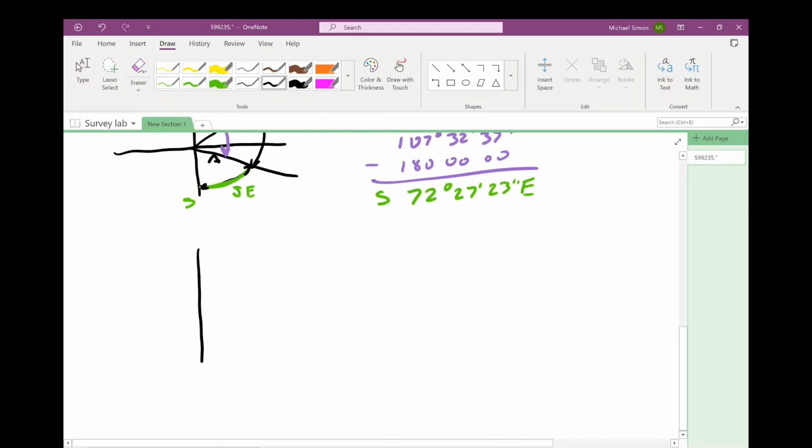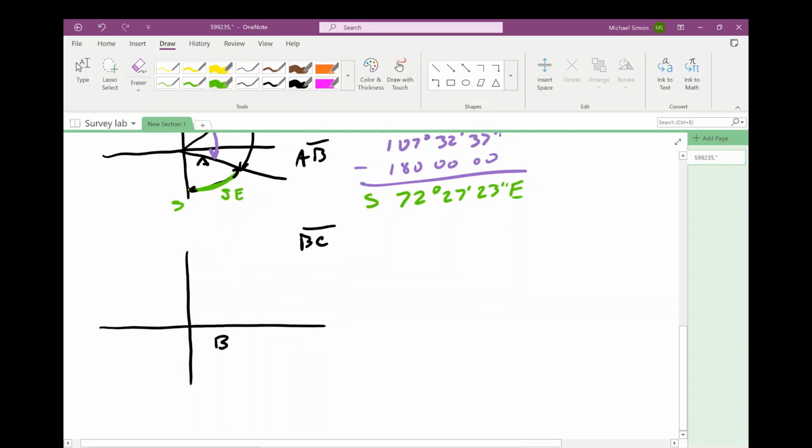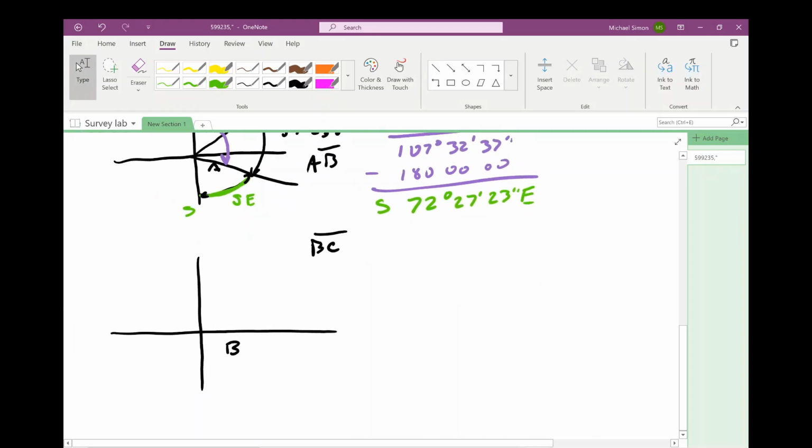So we go on to our next compass rose. We just did AB. Now we're going to do BC. So point B goes in the middle. I draw on my back bearing. Southeast becomes northwest. Northwest. That is 72 degrees, 27 minutes, 23 seconds.